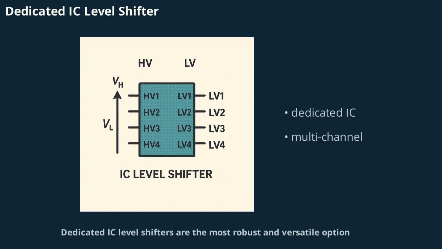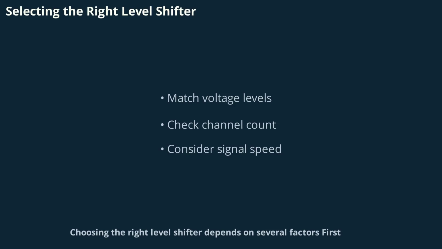Dedicated IC level shifters are the most robust and versatile option. They can handle both unidirectional and bidirectional signals, support high-speed and multi-channel designs, and offer reliable performance. While they are more expensive, their reliability and ease of integration make them the go-to choice for complex or high-speed systems.